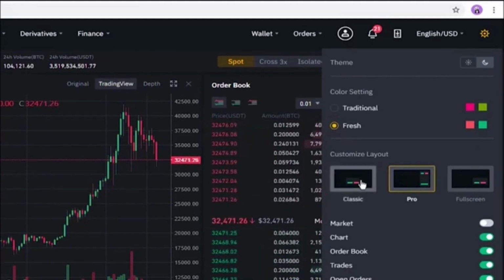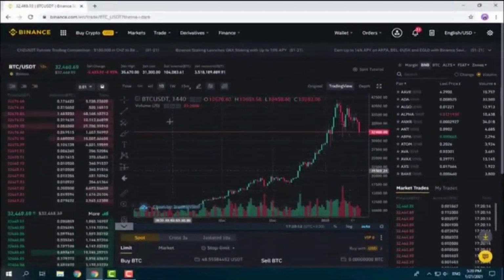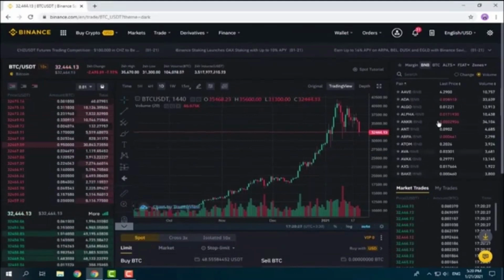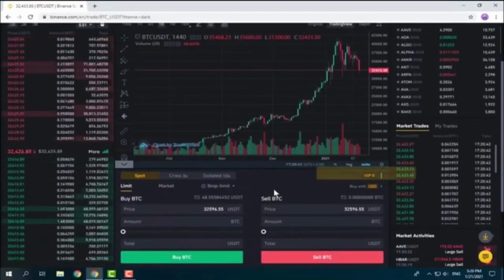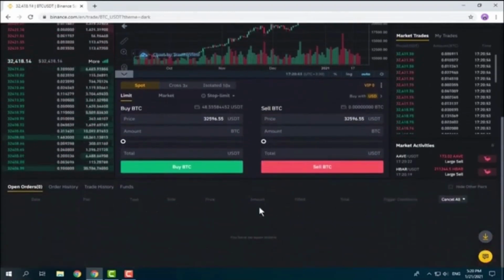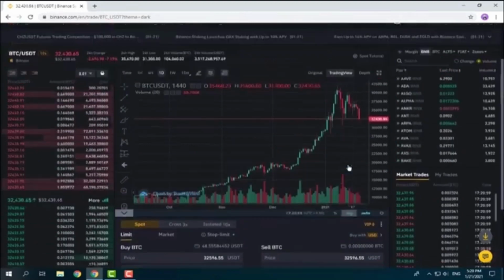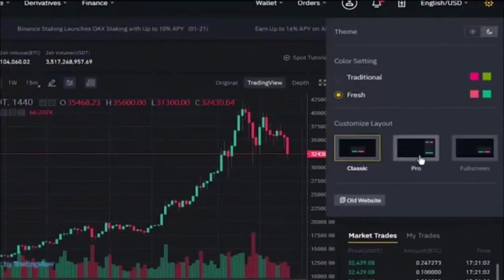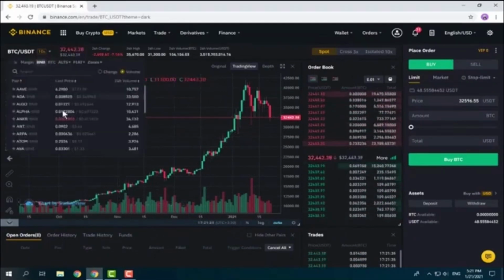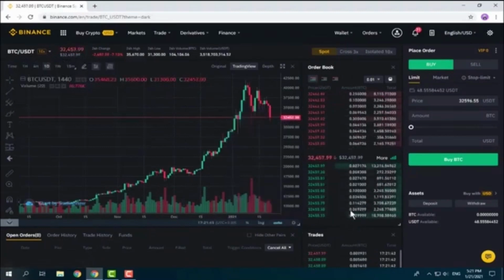By choosing the classic, as you can see, the chart is in the middle of the window, order book in the left, and the pairs and the market trades here in the right. You can place buy or sell orders here below the chart, and you can manage your trades here below everything. And by choosing Pro or advanced layout, you see that the chart is in the left, and below that you can manage your trades and you can access the pairs here above the chart, order book and trades here in the middle, and you can place buy or sell orders here in the right side of the window.